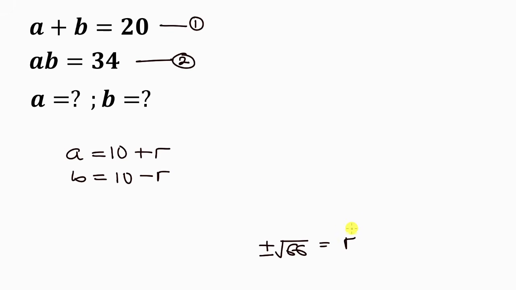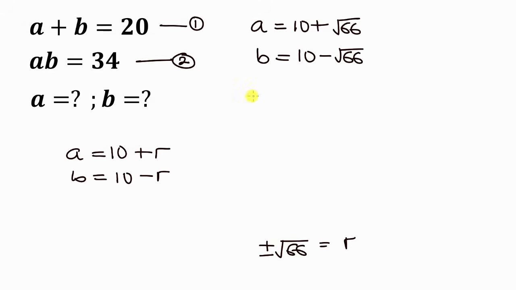Now we can use this to get a value for a and b. So let's plug in r here. So we have a to be equal to 10 plus r. We're going to be using the positive square root of 66. That means our b will be 10 minus the positive square root of 66. So this is our value for a and b when r is positive.